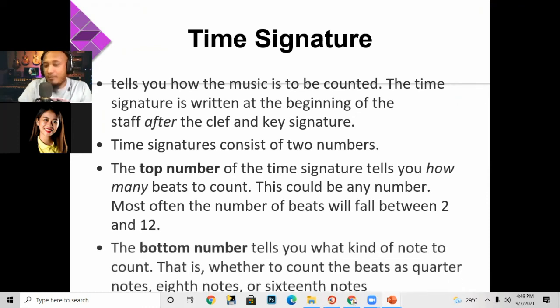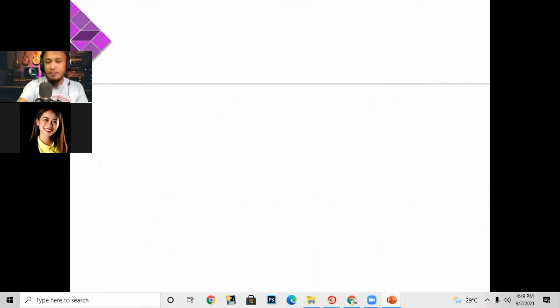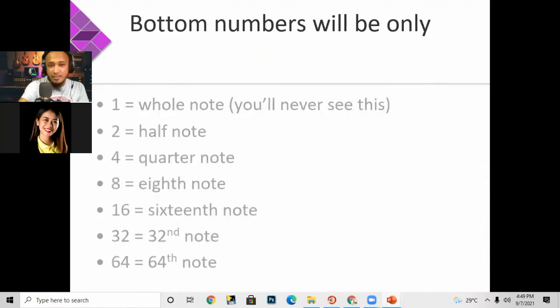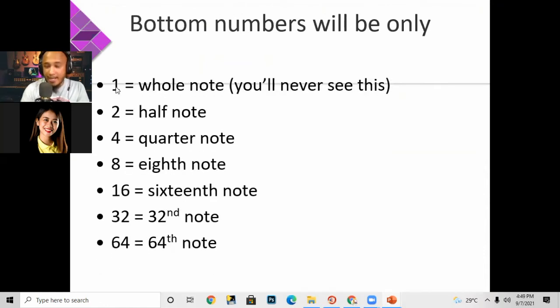And the bottom number, ito yung sa baba, kasi two numbers, diba? Upper and lower. Sa lower number, tells you what kind of note. It's either whole note, half note, quarter note, 16th note, 32nd note, or any note that will comprise the number given. So how is it? Pag 1, that's whole note. Meaning, whole note is 1 beat lang siya. Pag half note, it's 2.